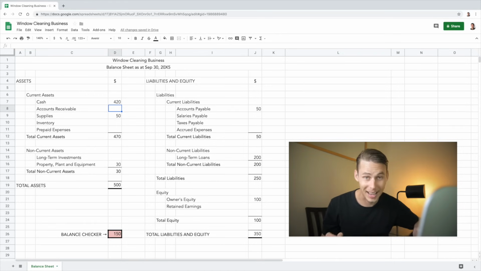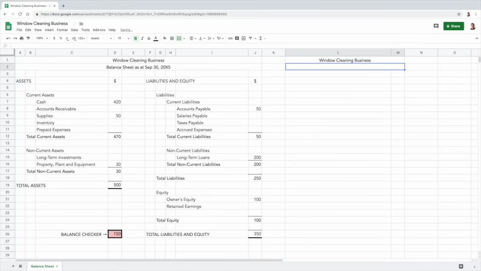We're going to need to jot down an income statement for our window cleaning business. An income statement is a summary of our revenue earned and expenses incurred over a period of time. So here we have revenue of $150. Almost there. Next, we need to record the second part of the transaction.